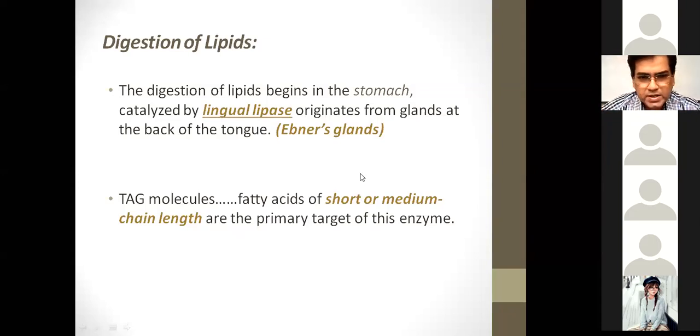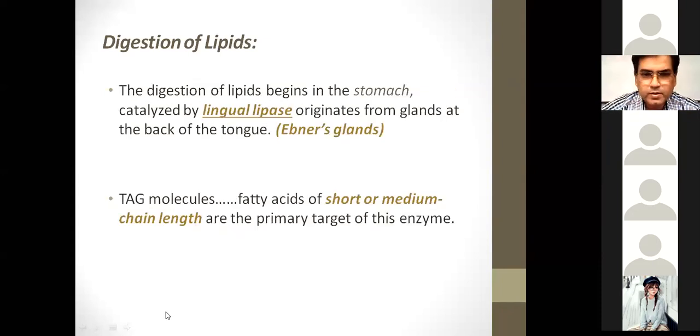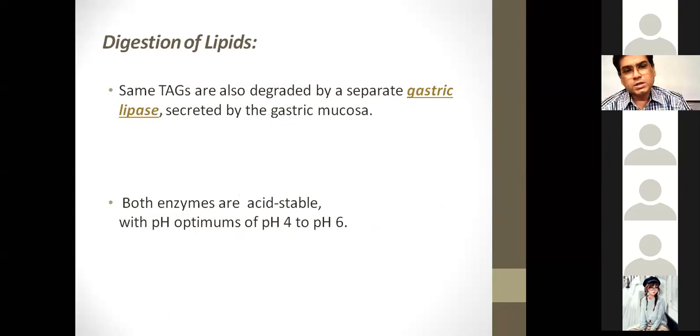What happens next? The same triglycerides which are engaged with the lingual lipase are degraded by another lipase, which is not coming from the tongue this time, but from the stomach. And that lipase is gastric lipase, since it is produced in the stomach.